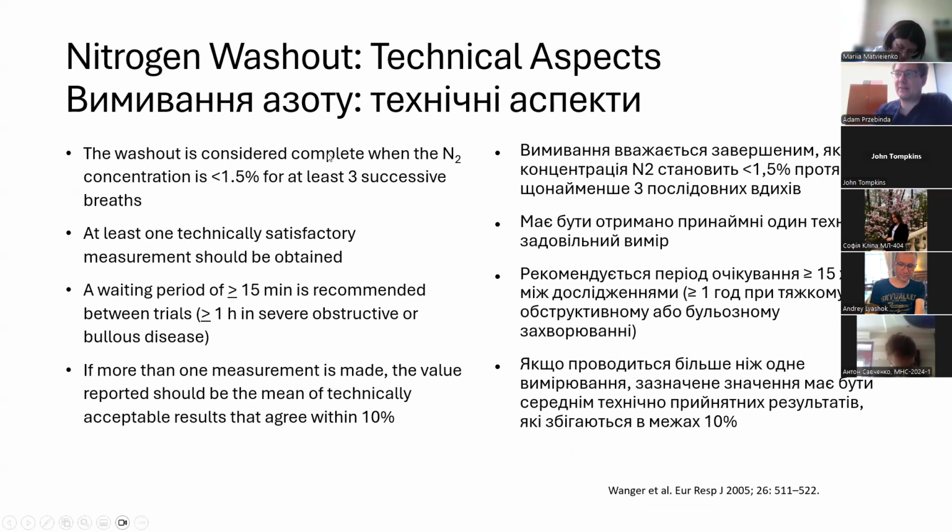The washout is considered completed when the concentration is less than 1.5%, and you have to do it at least once, but twice with good agreement is recommended. This can take a long time though, because you have to re-equilibrate. The procedure itself takes 7 minutes, and then you have to wait for at least 15 minutes, and maybe longer if you have severe lung disease, to get to equilibrium. And then you average the two measurements, and that's the technical aspects here.